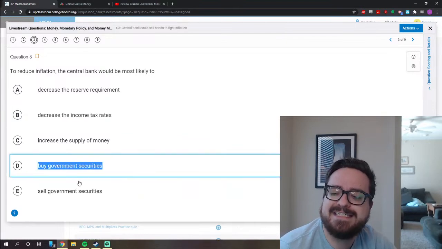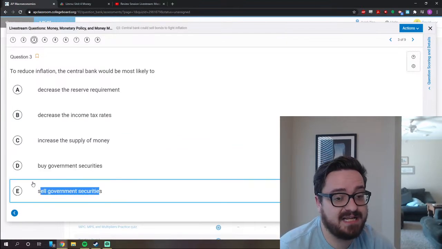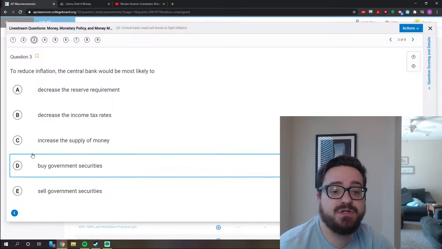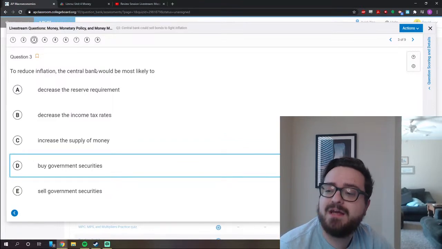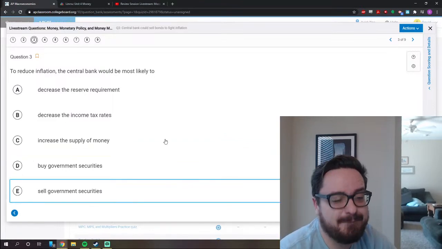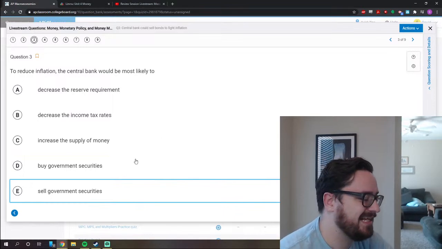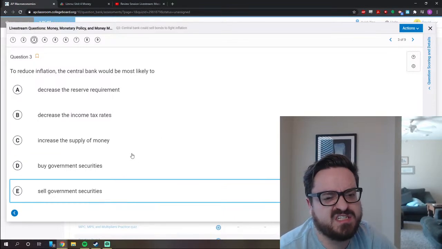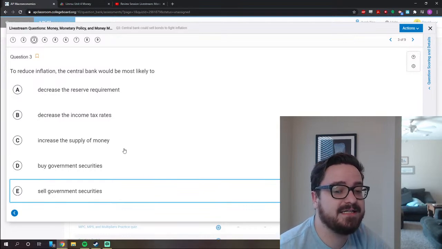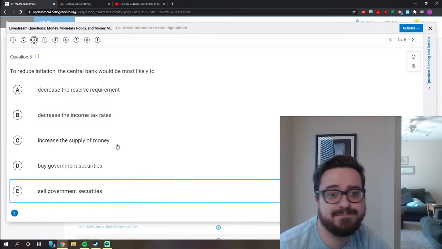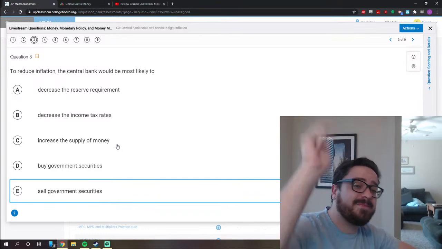So we're either at D or E, buying or selling bonds. All right, which of those is contractionary? If the central bank is selling bonds, it's contractionary. Sell bonds, less money. It means less money is existing in the economy. The idea is that the central bank is selling bonds, which means I'm buying them. I'm like, hey, here's a bunch of money for the bond.